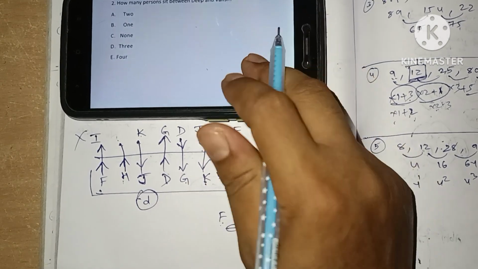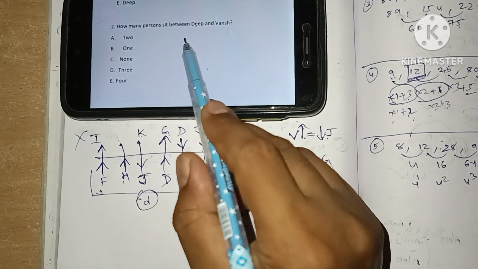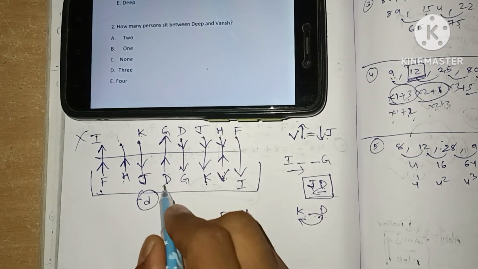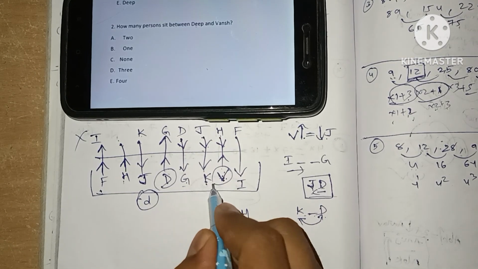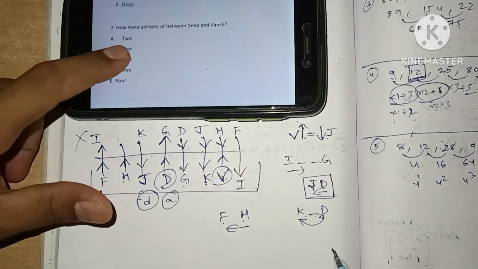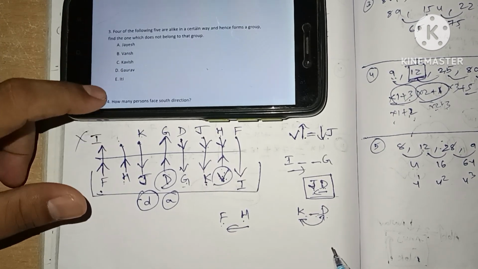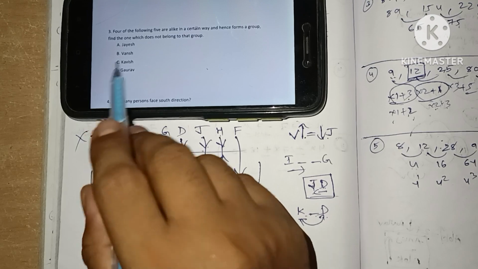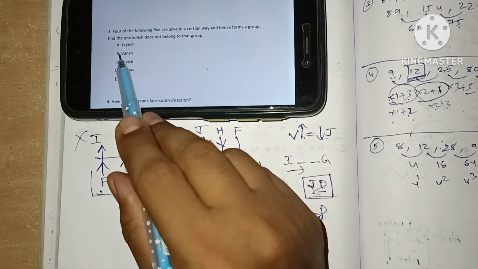Next, second question. How many persons sit between Deep and Vansh? Deep and Vansh, there are two people sitting between them. Option A is our answer. Now we are going to see question number 3. 4 of the 5 are alike. Find the odd one out.